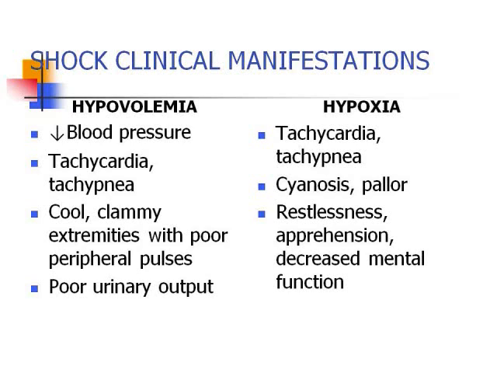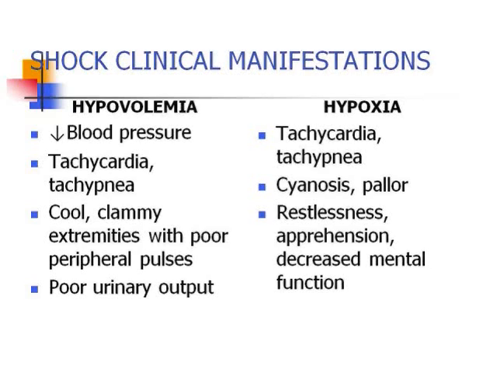If we're looking at hypoxia, again we see the tachycardia and tachypnea. The body's trying to get as much oxygen as possible and move it around as quickly as possible to the different tissues. We have cyanosis or pallor. And as the brain becomes hypoxic, we see restlessness, apprehension, and decreased mental functioning.